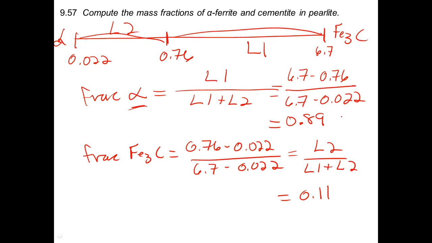Of course, if we did this calculation correctly for the mass fraction of ferrite, we could calculate the mass fraction of cementite straight away by just subtracting it from 1. But in this case, we've done both calculations and confirmed that indeed they're correct. So the mass fraction of ferrite is 0.89. The mass fraction of cementite in perlite is 0.11.